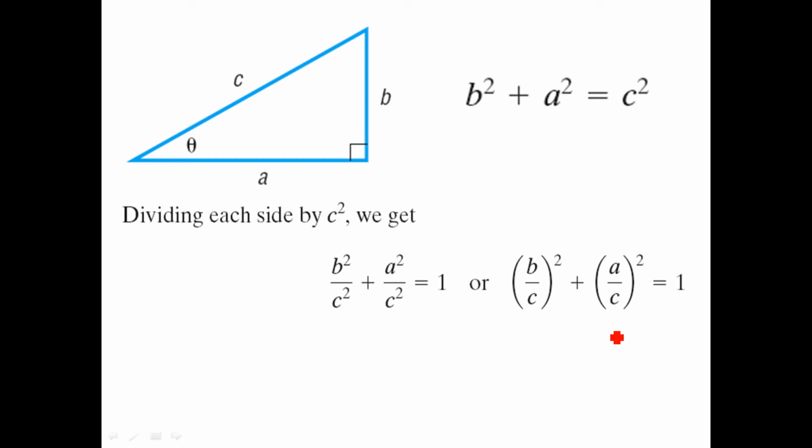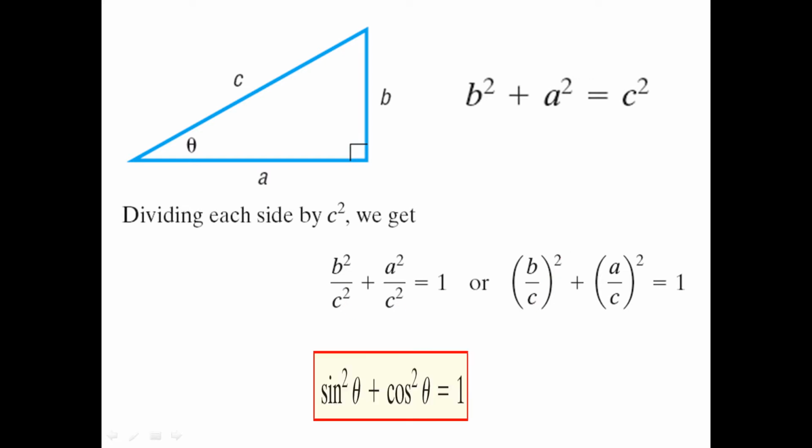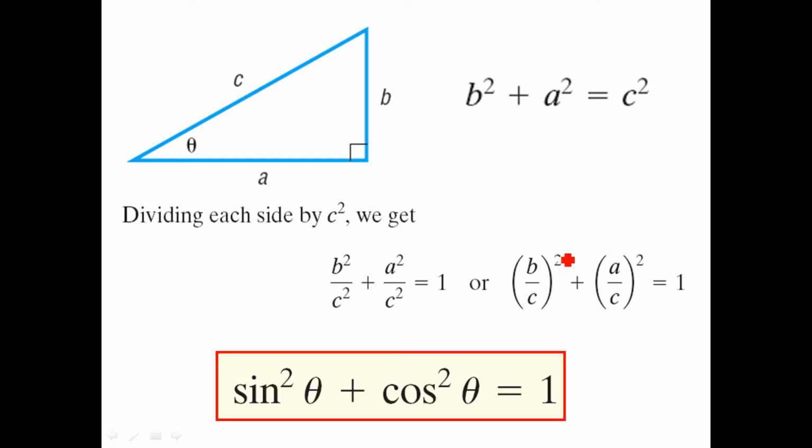Okay, so if we know that b squared plus a squared equals c squared, if we divide everything by c squared, we'll end up with this here. And c squared over c squared is just 1. B squared over c squared is the same as b over c, squared. And b over c is sine. So here's our first fundamental identity. Sine squared plus cosine squared equals 1. Make sure you have that down. We use this formula a lot.